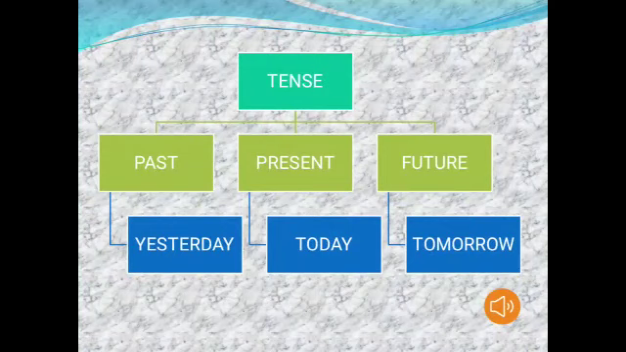Now comes present tense. Present tense refers to the present time. Present time means today. As today is Monday, so it is present time. So present is Monday.